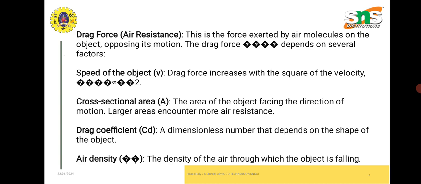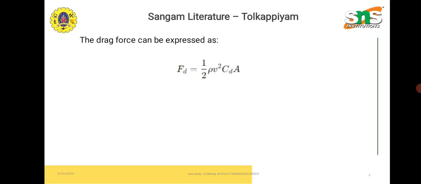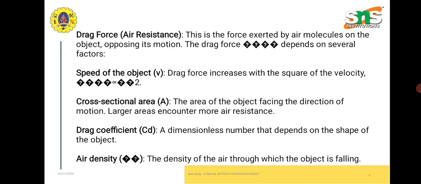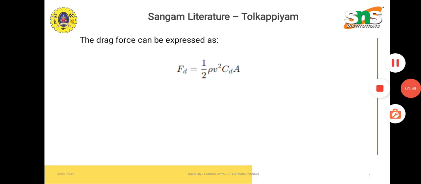Drag coefficient: a dimensionless number that depends on the shape of the object. Air density: the density of the air through which the object is falling. Drag force can be expressed as Fd equals 1/2 rho v squared CD times A.